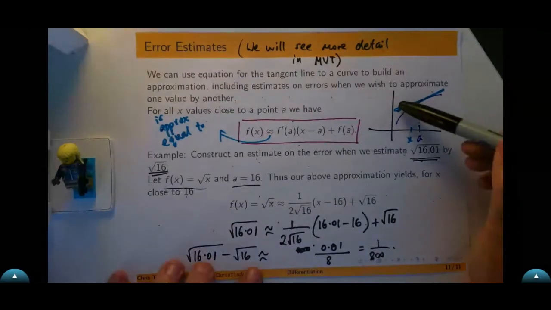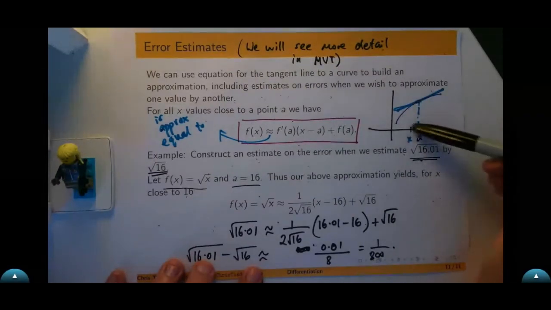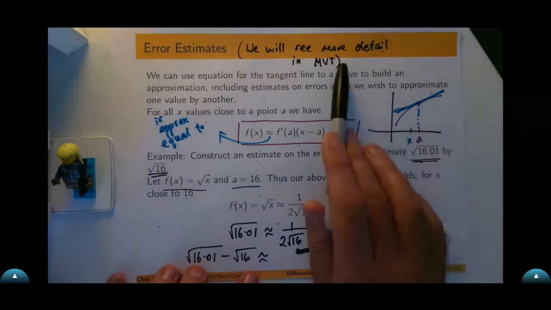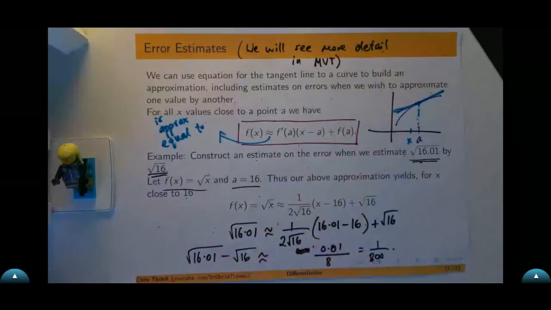So two things for that slide. Tangent lines can provide a good approximation as long as you don't wander too far away from the point where they touch. We'll see more in detail when we look at this thing called the mean value theorem. Don't worry too much about this yet.